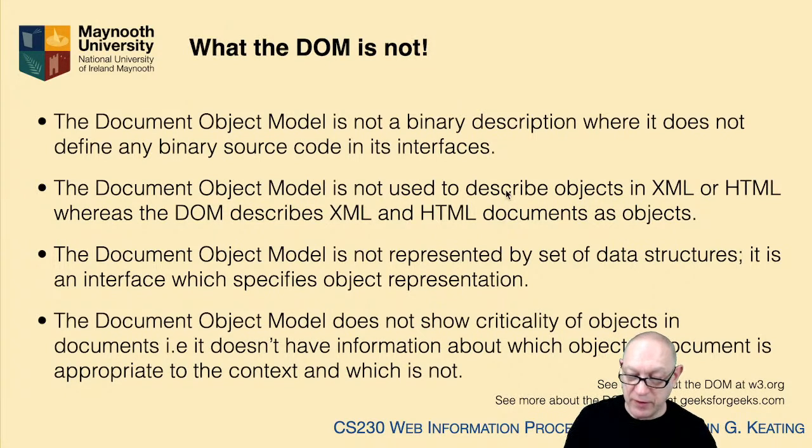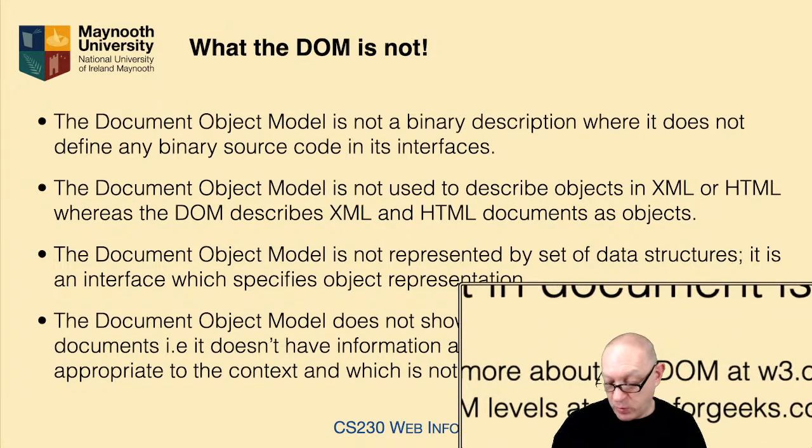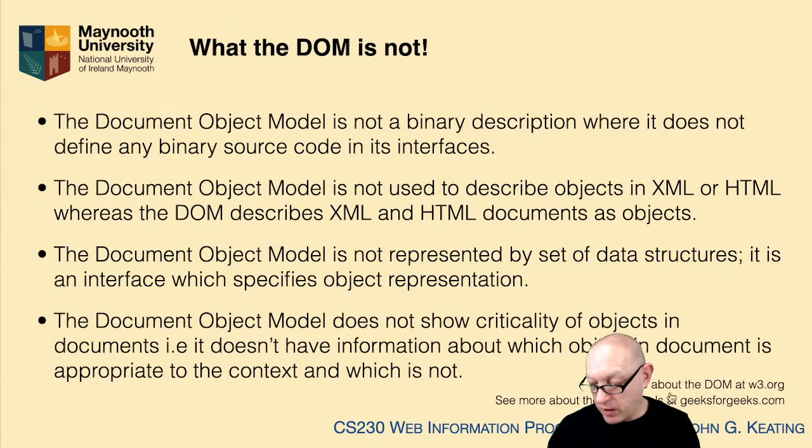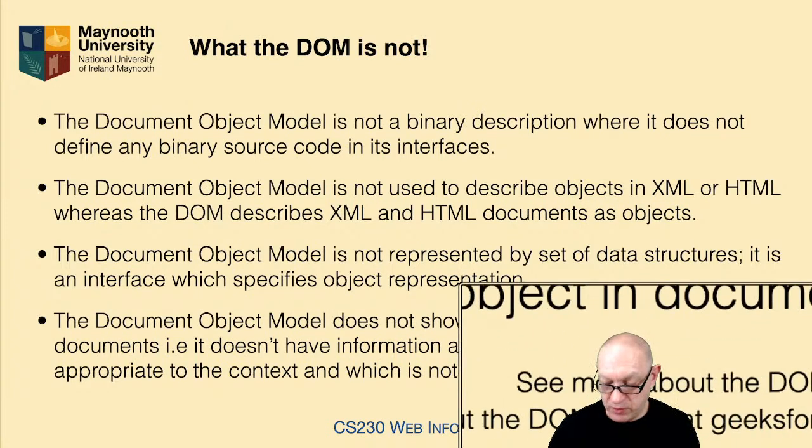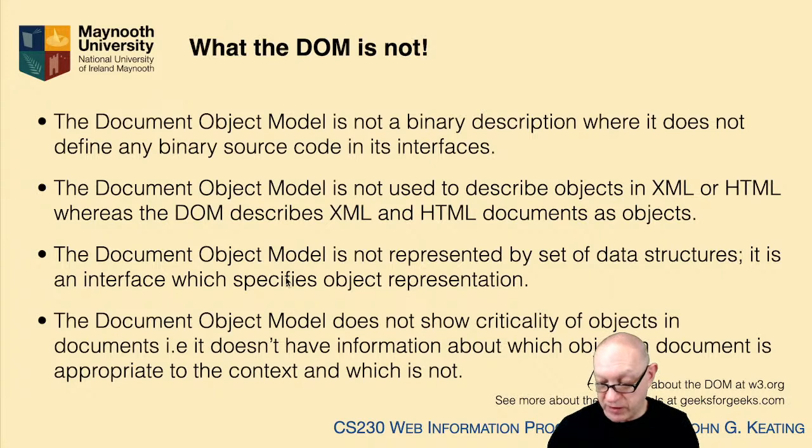So what the DOM is not, then: it's not a binary description. It doesn't define any binary source code or its interfaces. It's not used to describe objects in XML or HTML. The DOM describes XML or HTML as objects. It's not represented by a set of data structures. It's an interface that specifies object representation, and it does not show criticality of objects. It doesn't have any information about which object in the document is appropriate to the context and which is not. If you want to have a look at that, there's a really good article on geeksforgeeks.com about this. I'd recommend it. You can click through from the slides that I give.